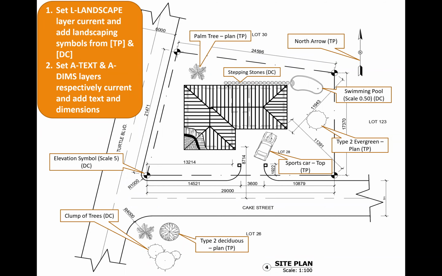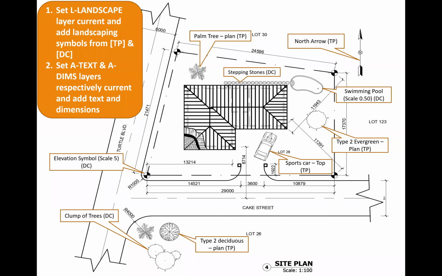Now these symbols come from two different places. They come from the design center. If it is from the design center, you will see like it is here for the stepping stone and the swimming pool, along with the clump of trees. Those come from design center. That is why I put DC beside it. And all the other symbols, the trees, the car, the north arrow, the elevation symbol, the other tree down here, all of those come from the tool palette, which is why I put TP beside it, just to give you a little guidance on that.